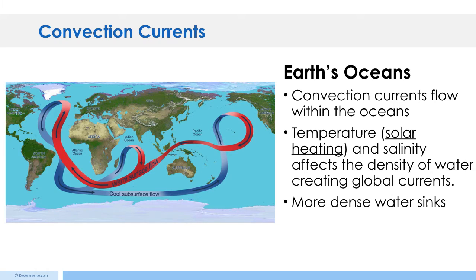And just like with our tectonic plates and with magma, and we talked about it with air masses as well, more dense water sinks. And conversely, less dense water rises. And so because of these actions of more dense sinking and less dense rising, we get currents, convection currents within our oceans.